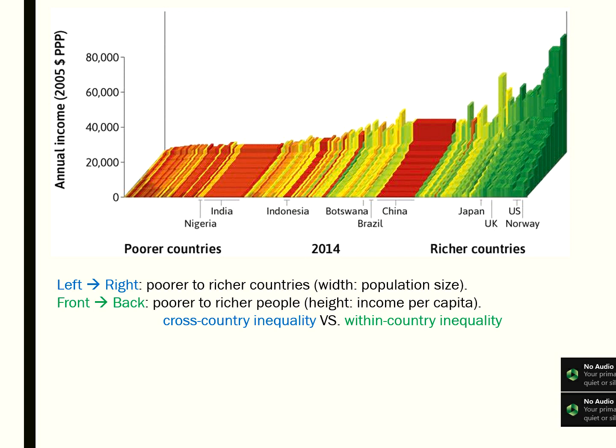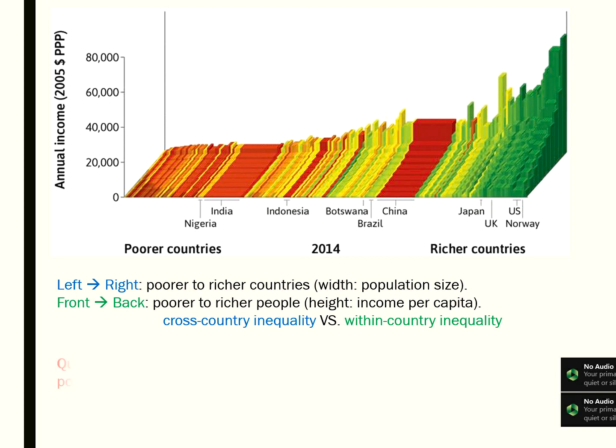From front to back, it lists individuals of each country from poorer to richer. The height stands for the annual income of each income class. This is a very informative figure to show cross-country inequality and within-country inequality.